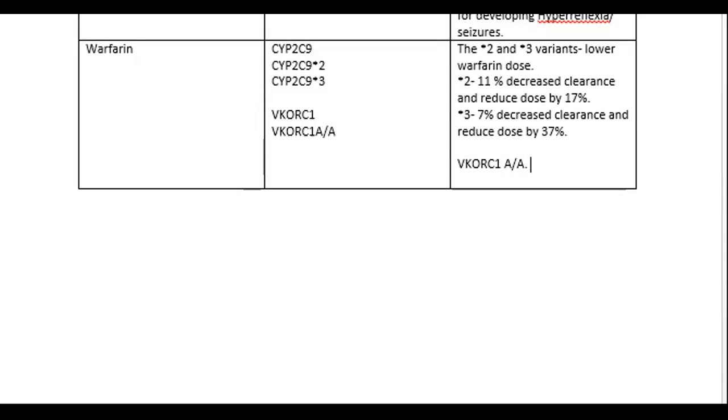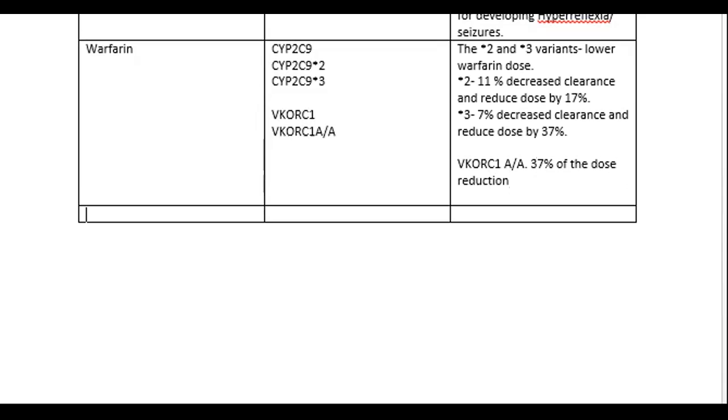Even in this, it helps in the metabolism of warfarin. Mainly, it is involved in vitamin K, and because of this, even this is also similar to that of the CYP. So in this, the warfarin concentration may be increased. So we need to reduce the concentration of the warfarin, and in this we need to reduce it to 37% of the dose. The reduction is to be maintained.